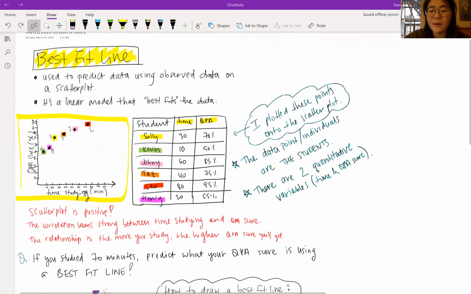There is no guarantee that the time studying is the cause to your QPA score, right? This goes back to our correlation versus causation. But this is more about making a really good guess based on the correlation or the relationship that these two things have with each other.